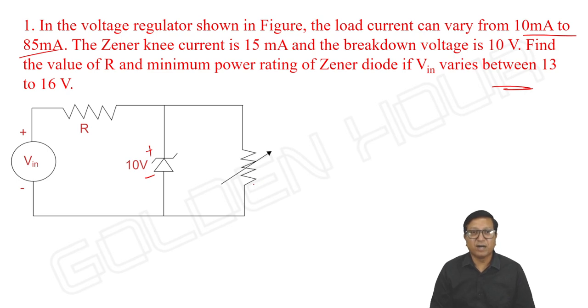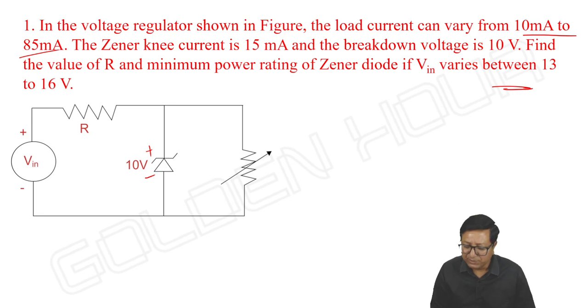Find the value of R and the minimum power rating of the Zener diode if V input varies between 13 to 16 volts. The range of input is given, and they are asking us to find the minimum value. Anyway, load current is varying from 10 to 85 milliampere, which means RL is also varying. Both are varying.